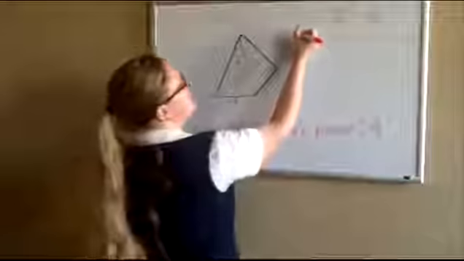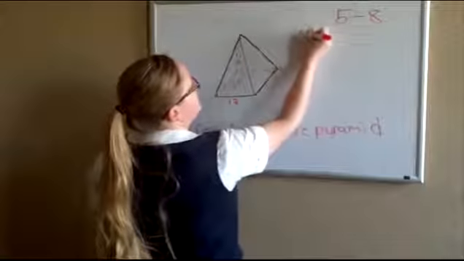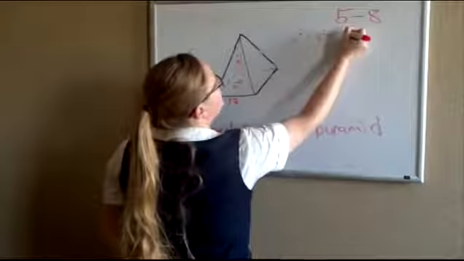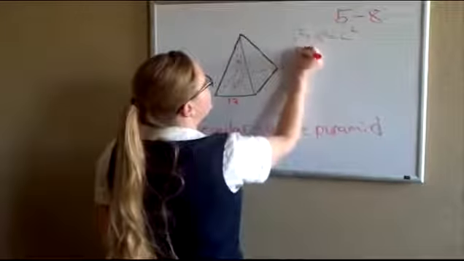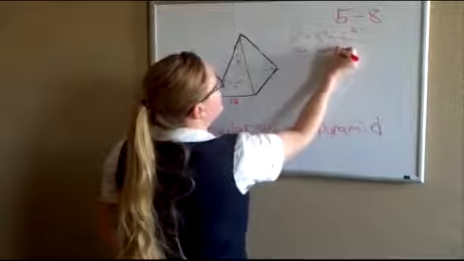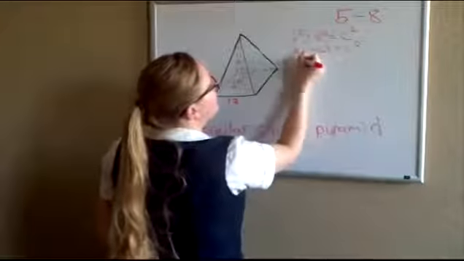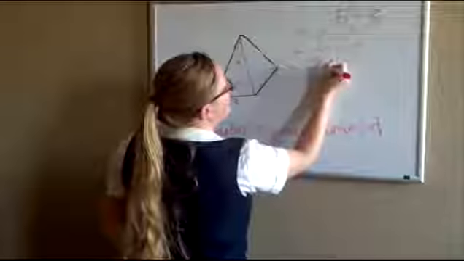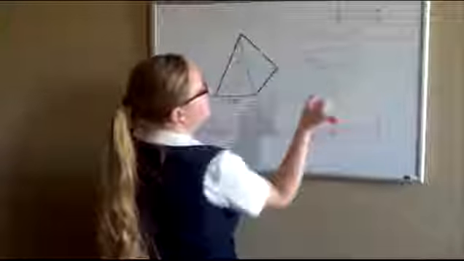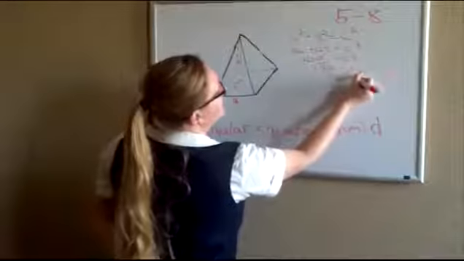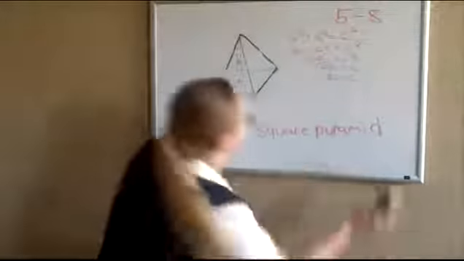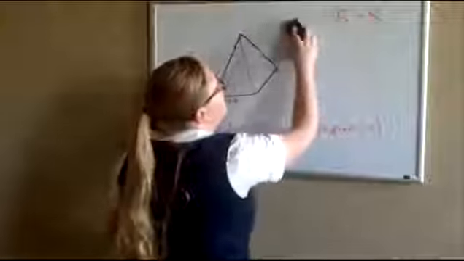So we can just use the Pythagorean theorem. 6 squared plus 8 squared equals c squared. 36 plus 64 equals c squared. 100 equals c squared. The square root of 100 equals c. So 10 is c, which is the slant height. That's what we need. Now remember, write it down. Write down what your slant height is so you can remember.